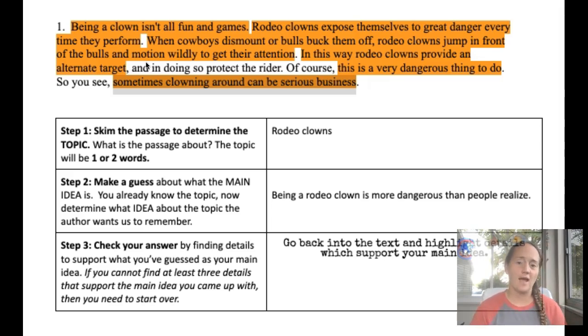Now, if you can't find at least 3 details to prove your main idea, then back to the drawing board, you need to figure out a different main idea, because you should be able to find enough details to provide at least 3 pieces of evidence to support your main idea. All right, those are the main idea and context clues processes. We will be using those throughout the year.